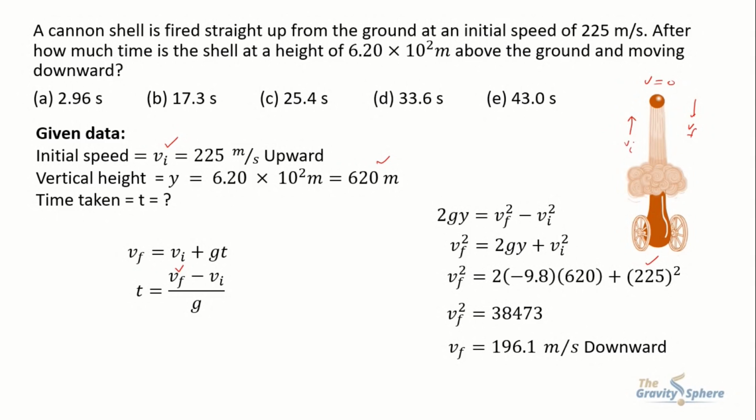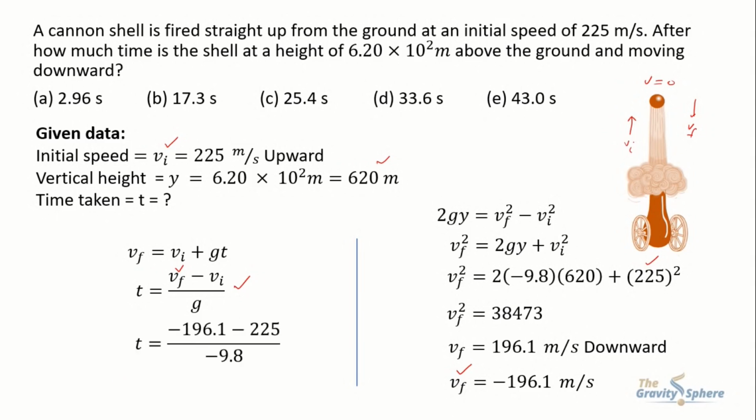As it is opposite to the initial velocity, we can write Vf equals minus 196.1 meters per second. Now this is the value of Vf. Putting the values in this formula, we get T equals (minus 196.1 minus 225 for Vi) divided by minus 9.8 for G. The answer becomes T equals 43.0 seconds. So in the given options, option E is correct.